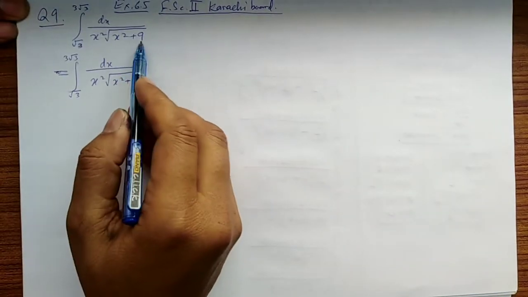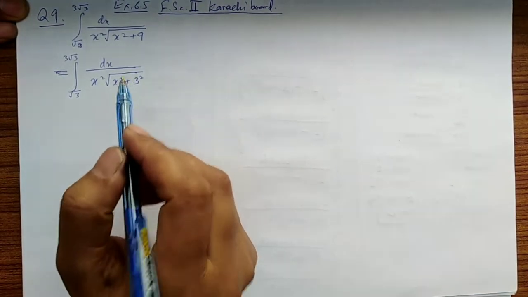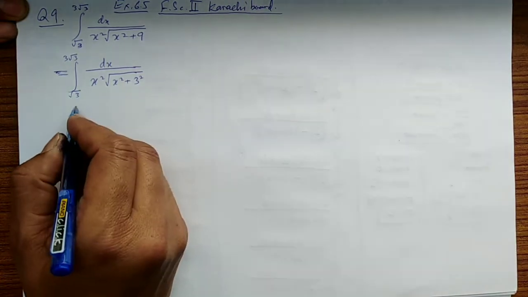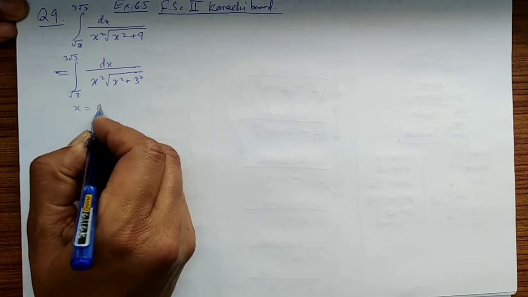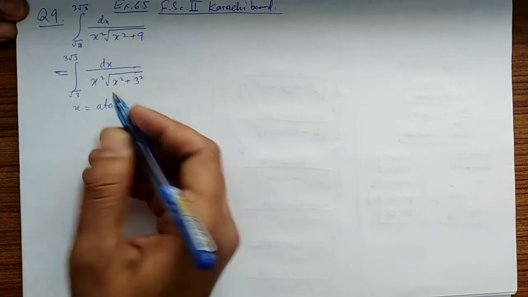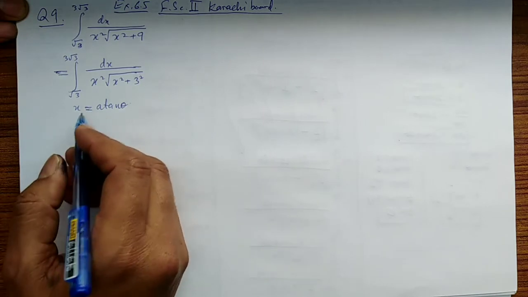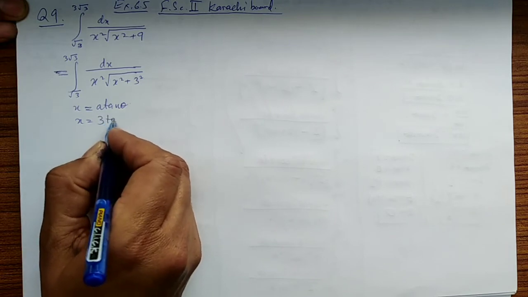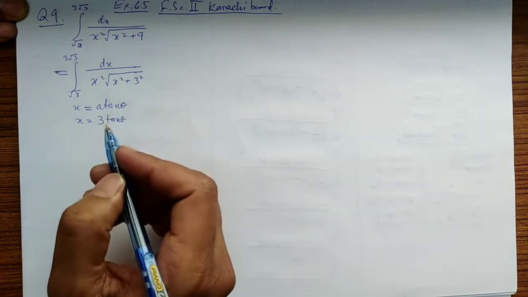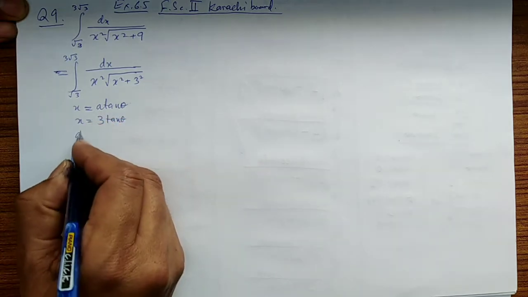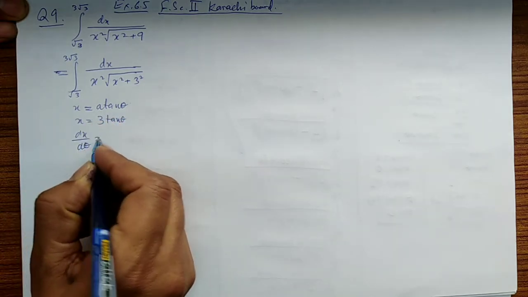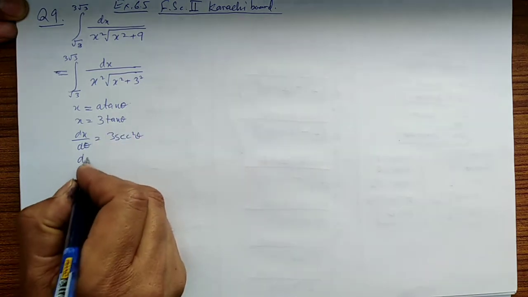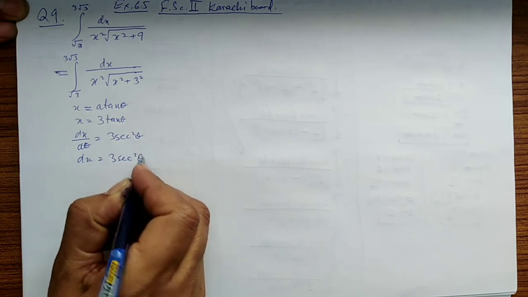So this is our original question. In place of 9 I have written 3 square. For this type of question we can consider that x equals a tan theta. This was the condition given at the start of this chapter. So in place of a we write 3 tan theta. Then dx upon d theta gives 3 sec square theta, where dx equals 3 sec square theta d theta, right?